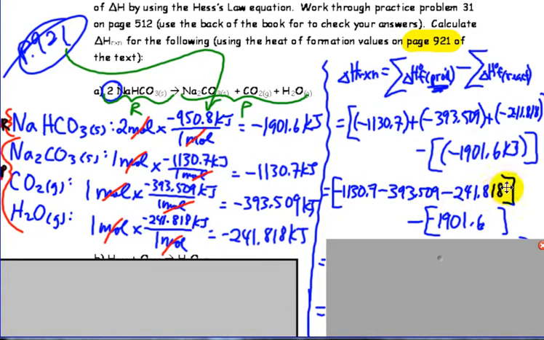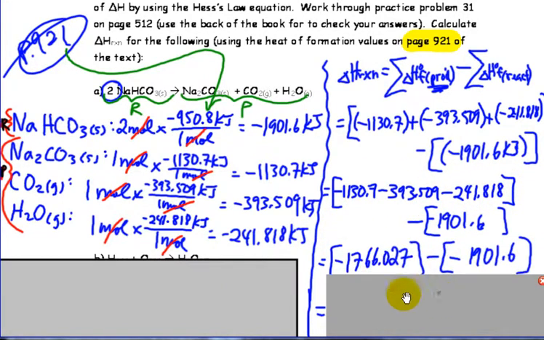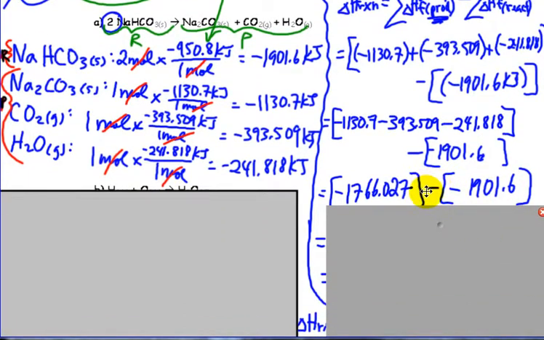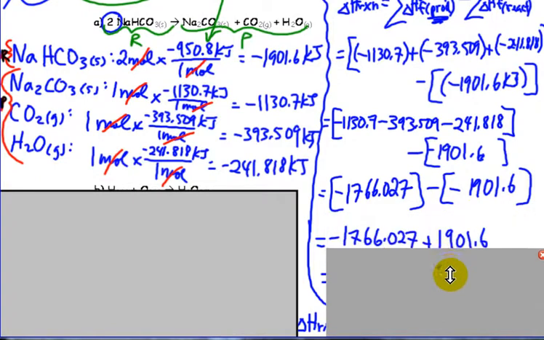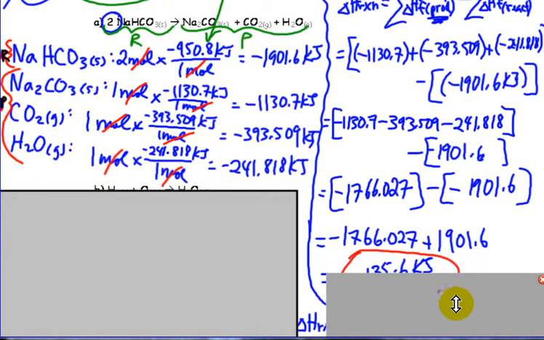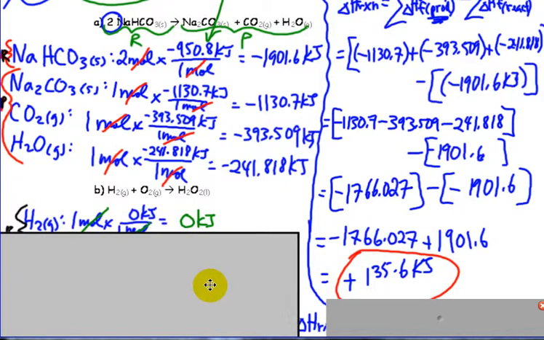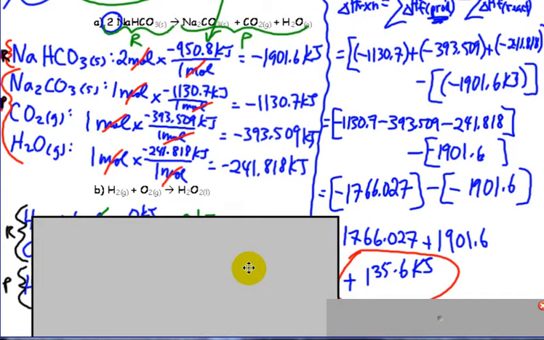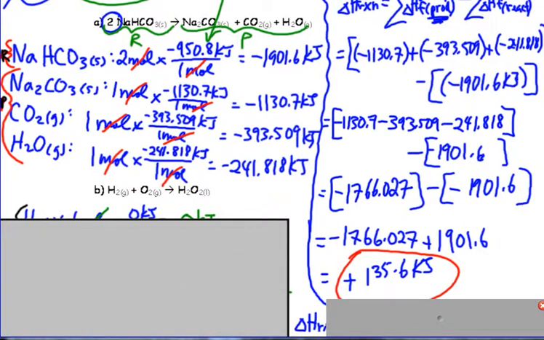So just simply combine all the products. You should get negative 1766.027. All of the reactants, negative 1901.6. And of course here a negative and a negative will lead to a positive. So that's going to leave me with plus 135.6. So not too bad.